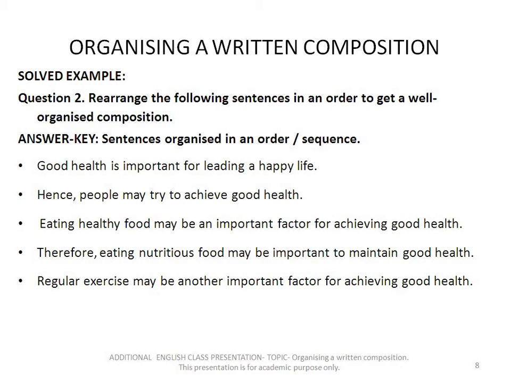Solved example. Question 2. Answer key. Sentences organized in an order or sequence. Good health is important for leading a happy life. Hence, people may try to achieve good health. Eating healthy food may be an important factor for achieving good health. Therefore, eating nutritious food may be important to maintain good health. Regular exercise may be another important factor for achieving good health.